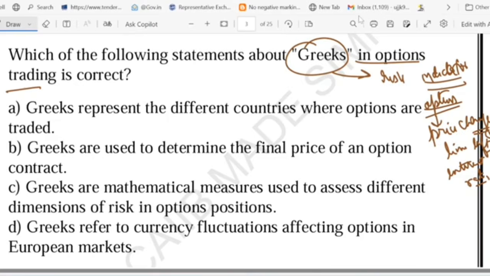So basically, these are the factors, and the Greeks tell you how sensitive the option is to different factors. Okay. Now let's go through each and every option. Option A says Greek represent country.